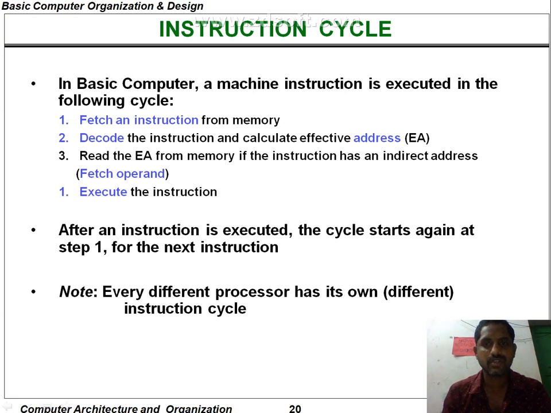So in the basic computer, a machine instruction is executed in the following cycle: fetch an instruction, decode the instruction and calculate the effective address, and read the effective address from memory if the instruction has an indirect address. After an instruction is executed, the cycle starts again at step 1 for the next instruction, that is, fetching the instruction. Every different processor has its own instruction cycle, so based upon the processor, different types of instruction cycles will be assigned.